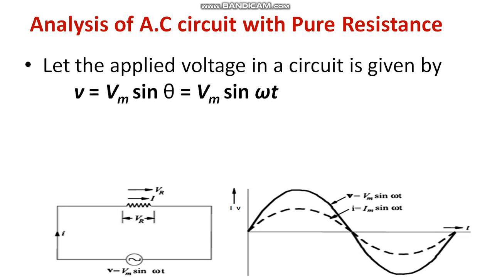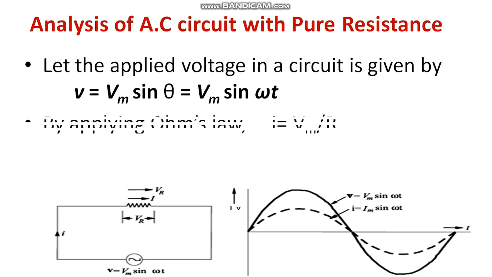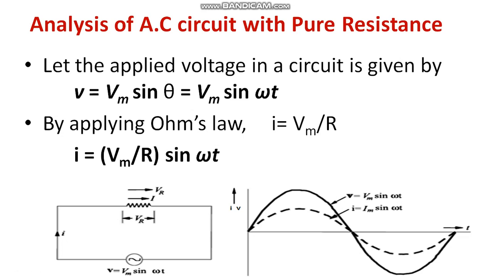Now let the applied voltage in a circuit be given by V is equal to Vm sin theta, where theta can be written as omega t, where omega is known as angular frequency. Likewise, by applying Ohm's law, current is equal to voltage by resistance. So instead of Im, I can write Vm by R. So I can be modified as Vm by R into sin omega t.